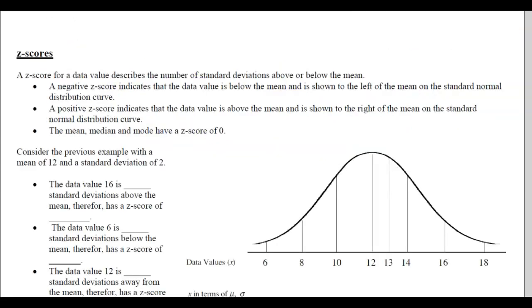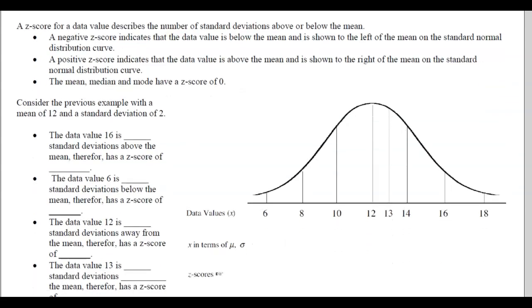All right, so now we're going to look at what's called Z-scores, and this is going to be a helpful way of determining or answering some application questions. So a Z-score for a data value describes the number of standard deviations above or below the mean. A negative Z-score indicates that the data value is below the mean and is shown to the left of the mean on your graph. And then a positive Z-score indicates that the data value is above, to the right. Okay? Mean, median, mode all have a Z-score of 0.